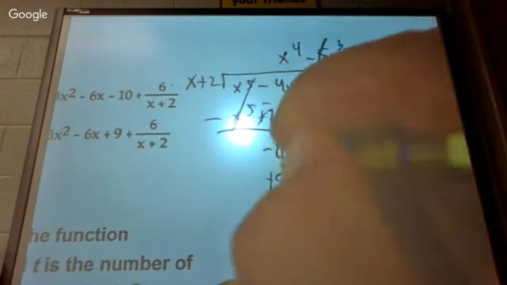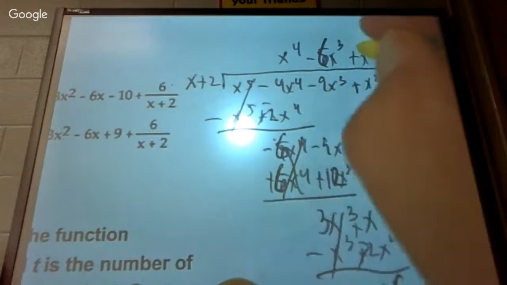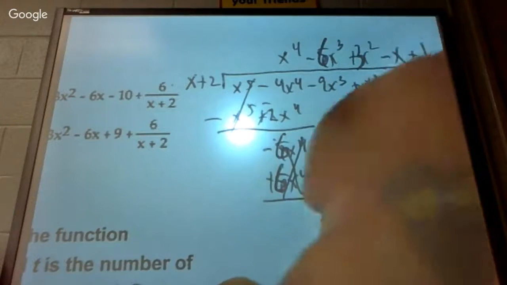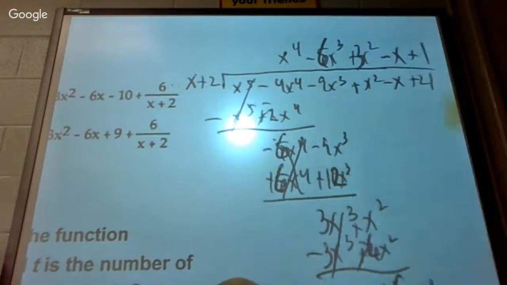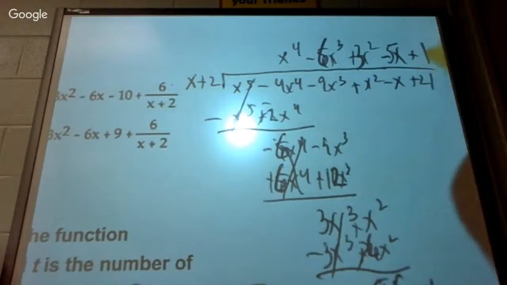6, 6, 6, 12, 3, 3, 3, 6. That's 5. That's 5. That's 5, and that's 10. Should be 9. Plus 9. That should be 18. Change the signs, cross out, so plus 3.